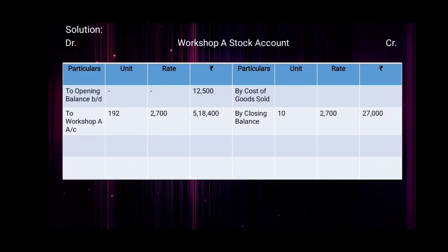Now the balancing figure will be transferred to cost of goods sold. So the unit amount is 182 and the total amount will be 5,03,900. Now let us take the total of both the sides. Unit is 192 and the total amount will be 5,30,900.